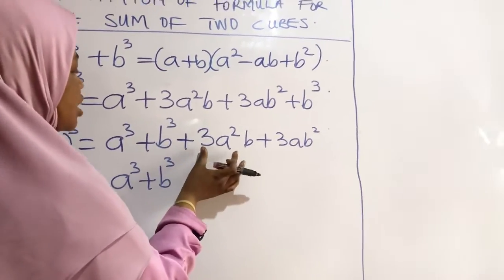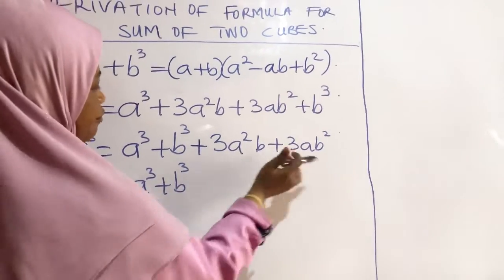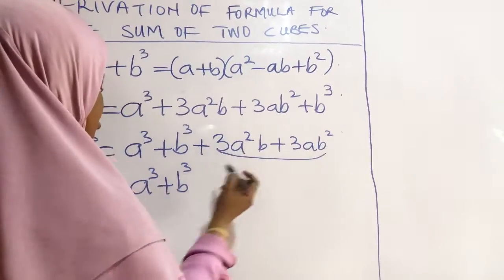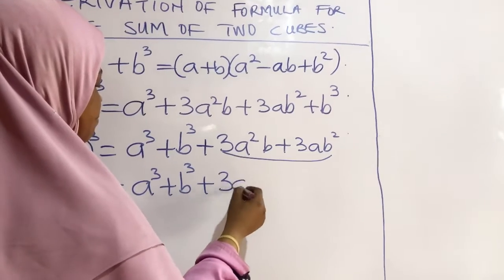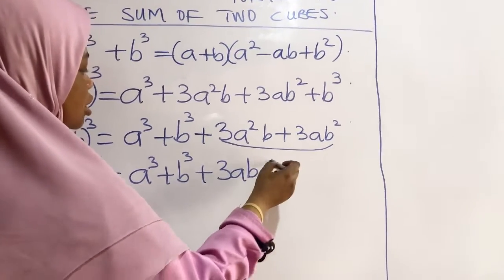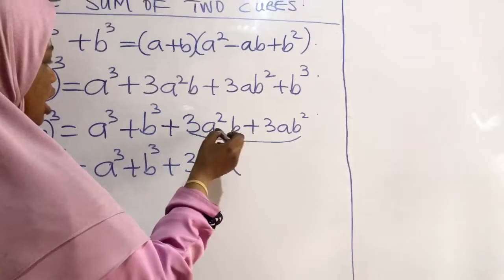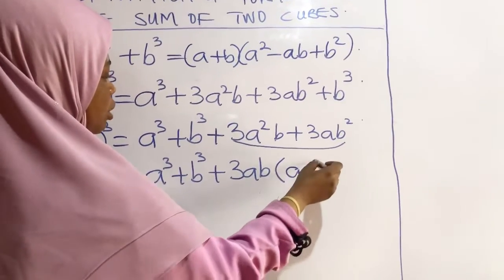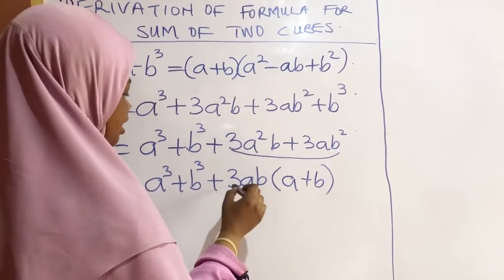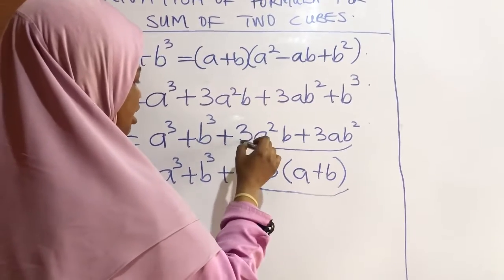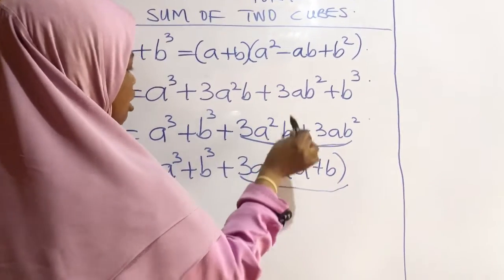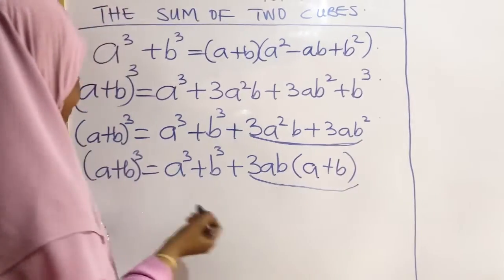Then you can factorize 3ab from these two. So plus 3ab, let's factorize. So we are left with a plus b here. If you expand this expression, you are going to get this expression 3a squared b plus 3ab squared.